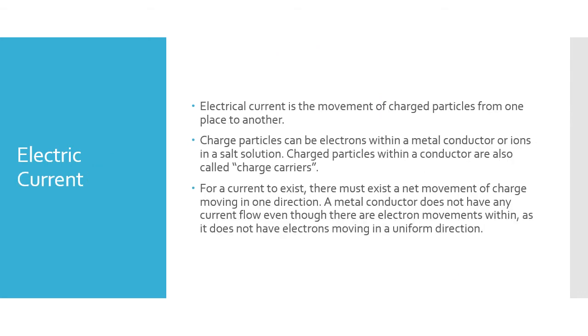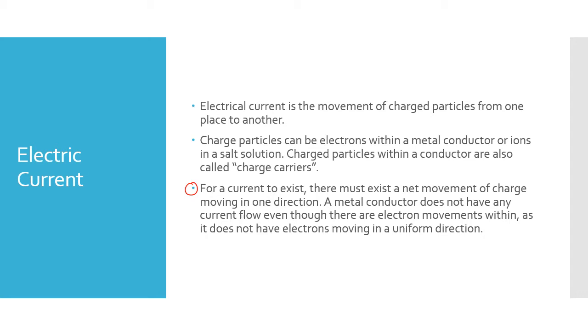So what is electric current? Electric current is the movement of charged particles from one place to another. Now, you can only get current if you have a difference in charge. As we saw from before, we have high voltage to low voltage. If you have one being positive and one being negative, that will also work. So for a current to exist, there must exist a net movement of charge moving in one direction.